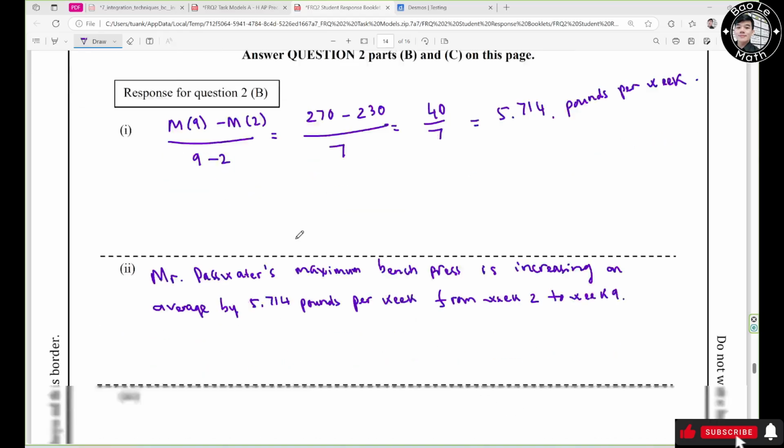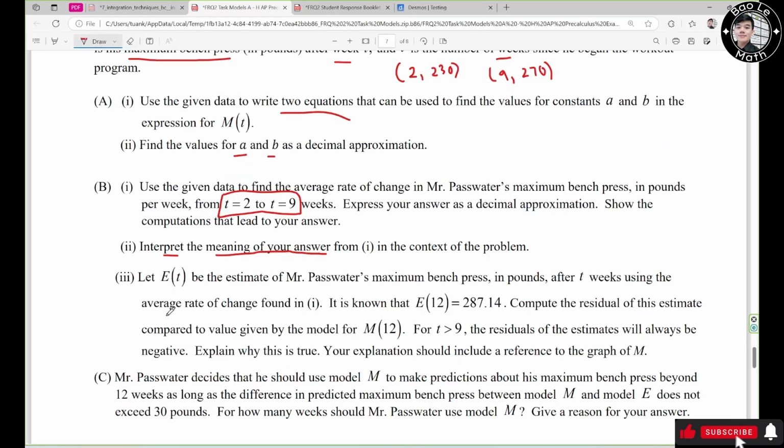Alright, now let's move on to question B3. Let E(t) be the estimate of Mr. Passwater's maximum bench press in pounds after t weeks using the average rate of change found in part 1. It's known that E(12) equals 287.14. Compute the ratio of this estimate compared to values given by the model for M(12). For t greater than 9, the ratios of the estimates will always be negative. Explain why this is true. Your explanation should include a reference to the graph of M.